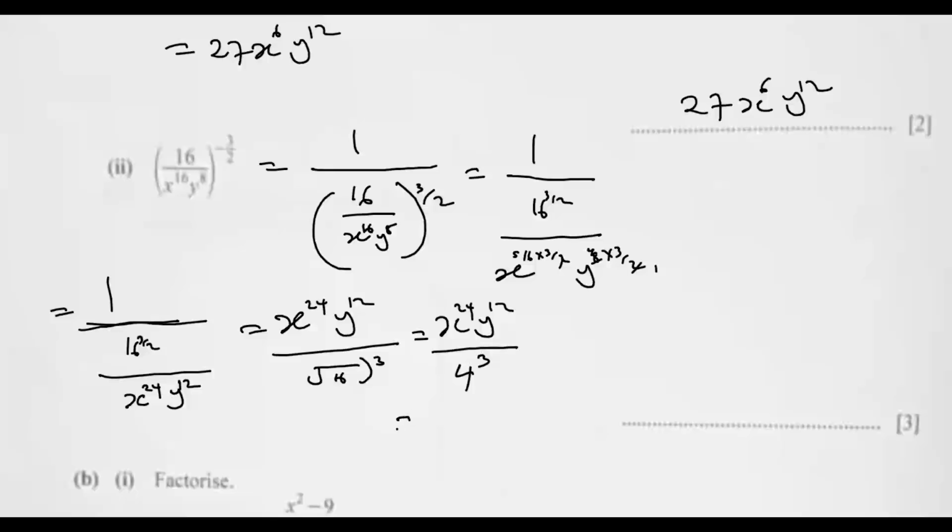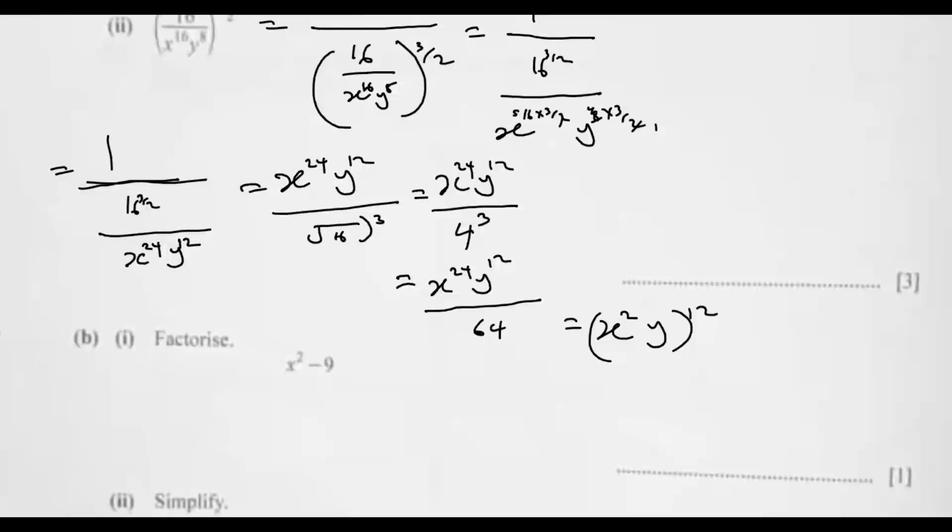And this is the same as x to the power of 24, y to the power of 12, then over 64. So this is what you have here, and you can easily put your answer. And if you want, you can factor out this 12 here. You can still have x to the power of 2, then y everything to the power of 12, because you can factor out 12 there, then over 64.